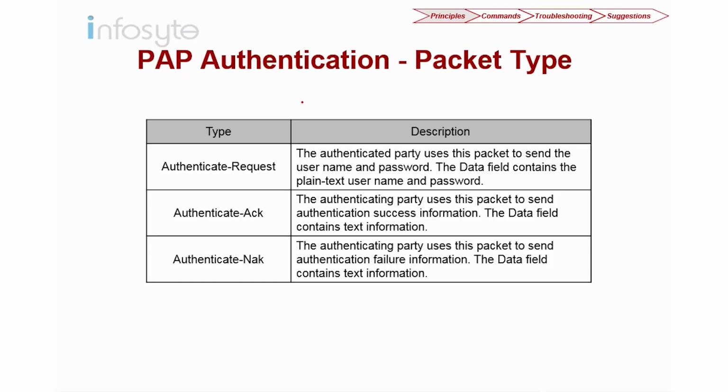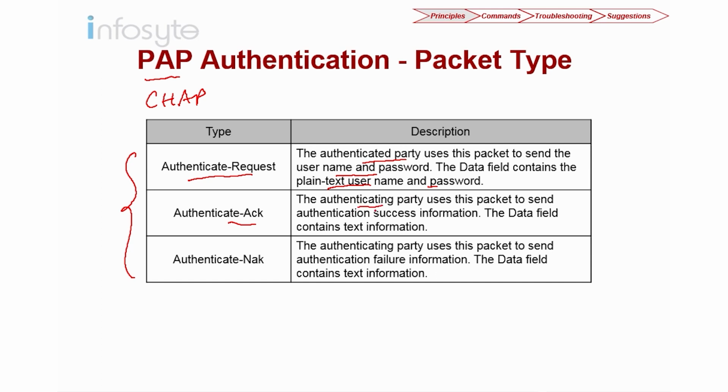Now we have two types of authentication. So we have PAP authentication and the other authentication is CHAP. Now these two authentications are slightly different. As you can see here, on the PAP authentication, we will have a request and an acknowledgement. That's all. Assuming that you are going to challenge based on PAP authentication, the authenticated party will use this packet to send the username and password. The data field contains the plain text of the username and the password.